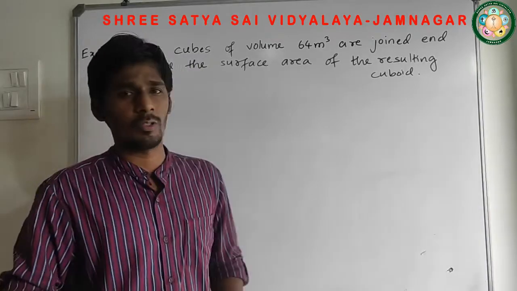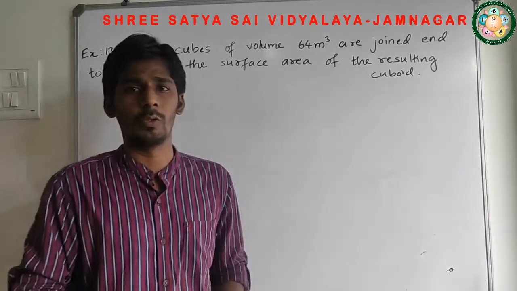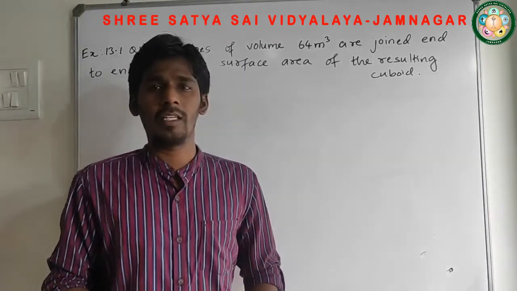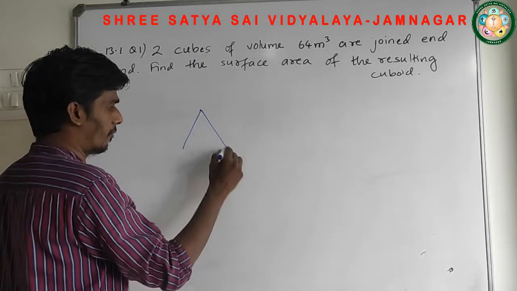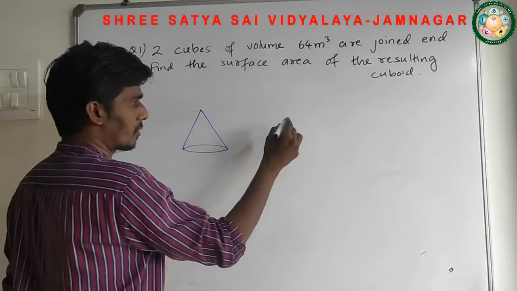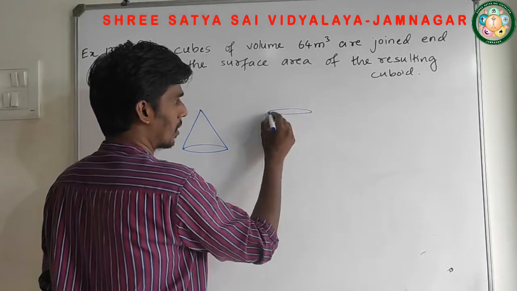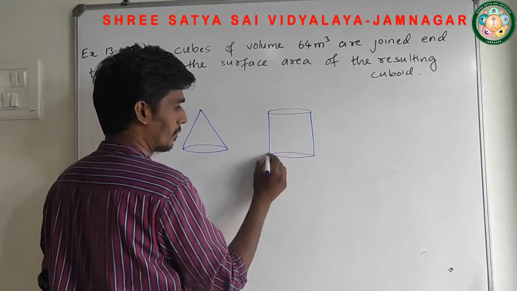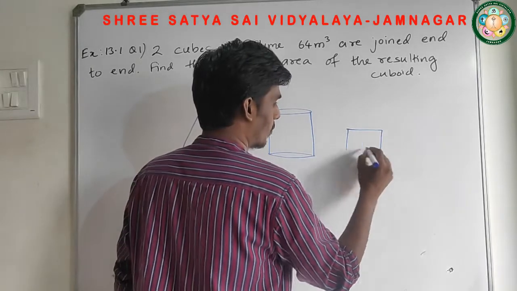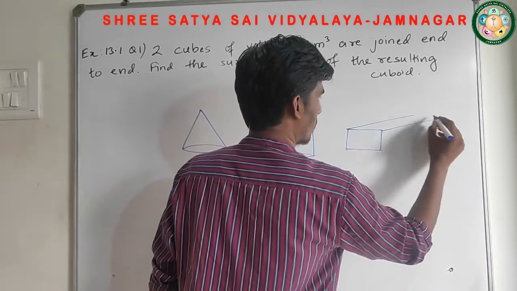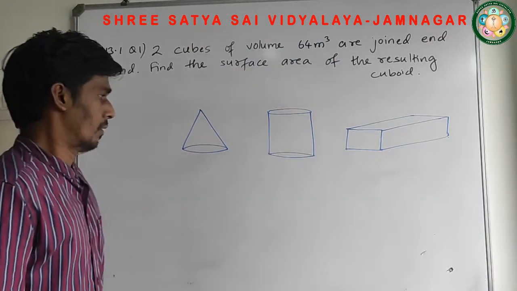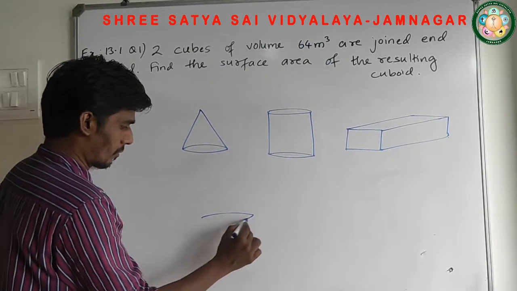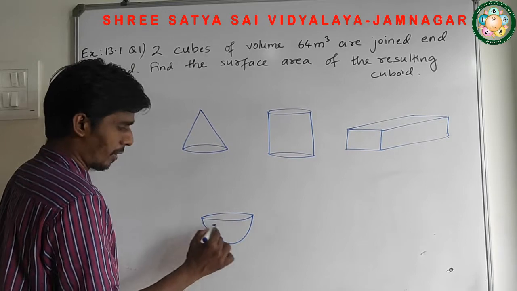Now before starting this question, let me explain what we are going to do in 13.1. Till 9th standard, what we used to find? We used to find the surface area of different solids. This is a cone, this is a cylinder, and this is a cuboid, and this is a hemisphere.